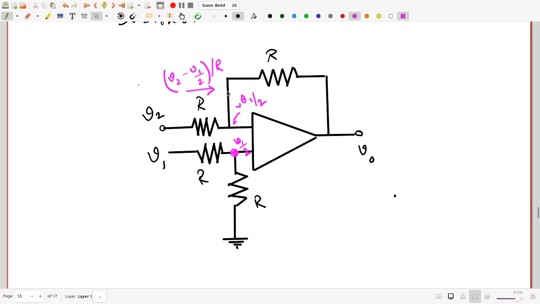And I'm pretty sure you have all noticed this so far. I'm saying it's in this direction, but for that I'm assuming that V2 minus V1 by 2 is positive. If V2 had been less than V1 by 2, the current would actually have been to the left. But still V2 minus V1 by 2 divided by R in this direction. And you know the drill by now. The current through this resistor is the same.